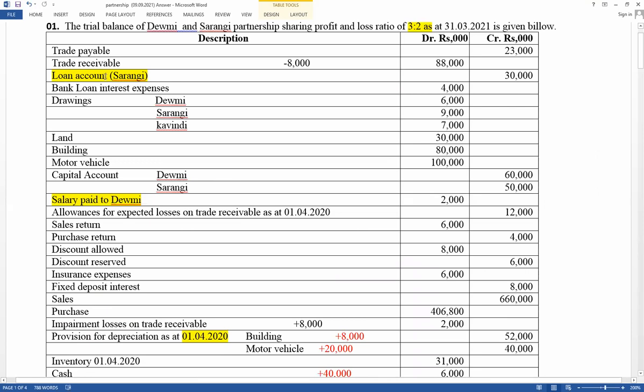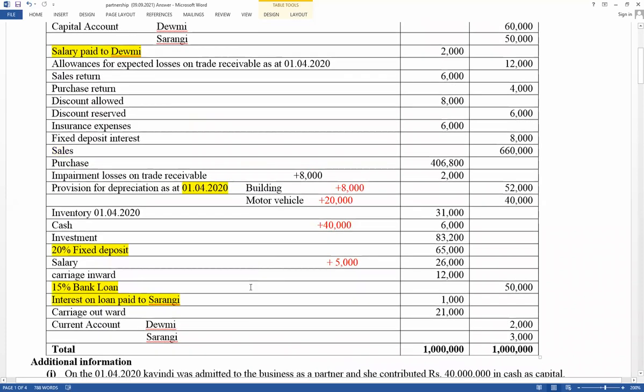First one thing about loan account Sarangi. That is a loan is given by the partner. This value should be included under non-current liability loan account Sarangi. As well as based on section 24, based on this value, you have to calculate 5% loan interest also. And it has given trial balance loan interest paid for Sarangi also.